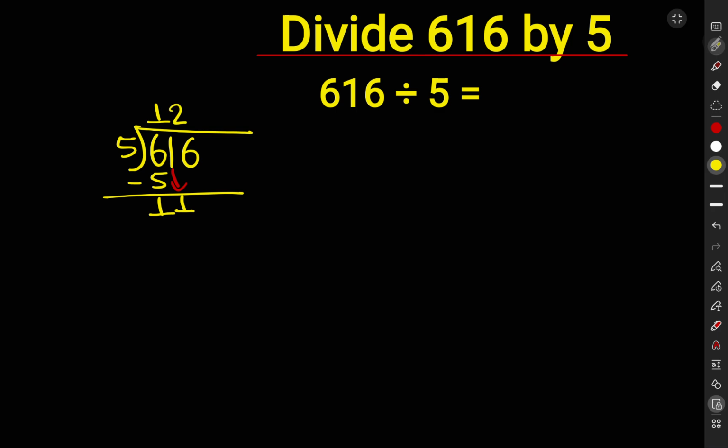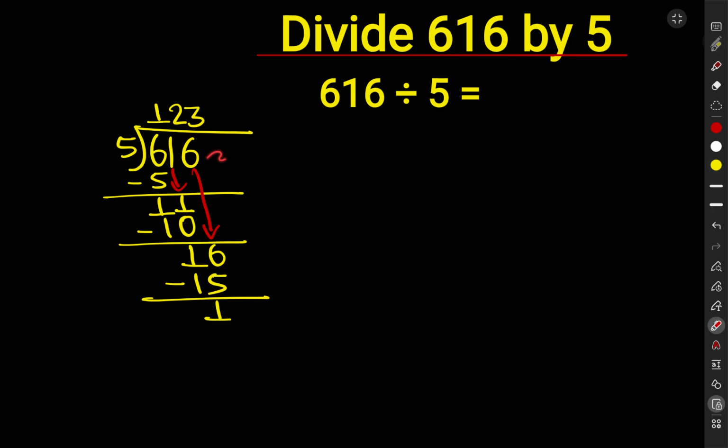So 5 times 2 is 10. On subtracting we get 1. So again we put down the 6 and it is 16. 5 times 3 is 15. On subtracting we get 1.